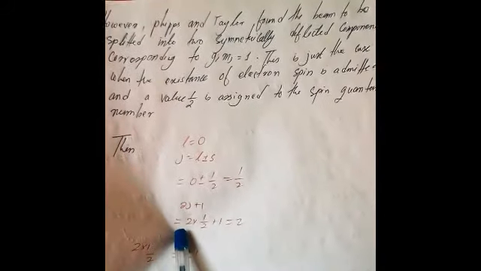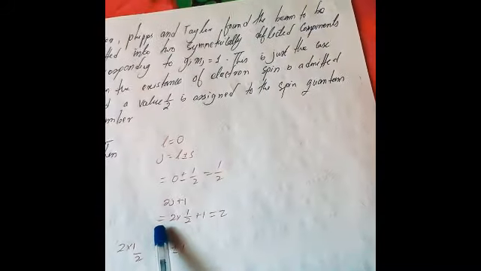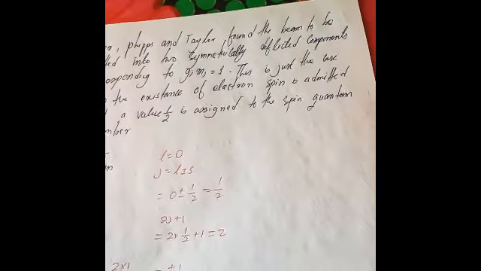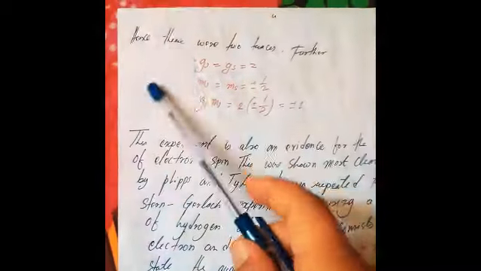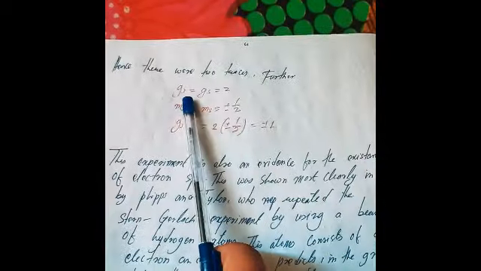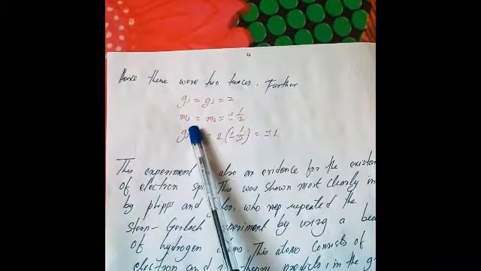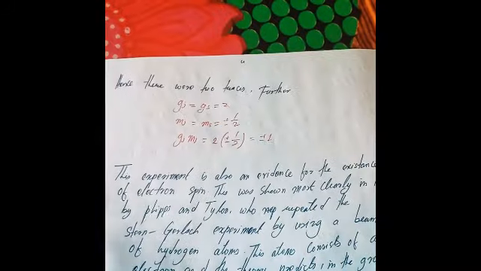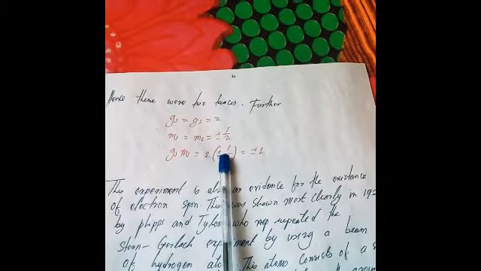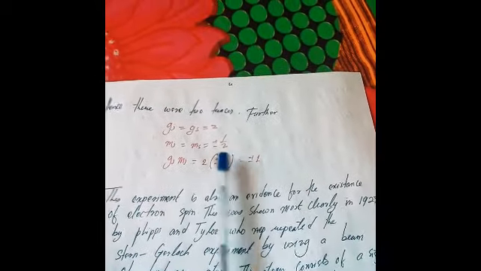So 2J plus 1 equals 2 into 1 by 2 plus 1 equals 2. So 2 into 1 by 2 equals plus minus 1. Hence, there were two tracks. Further, g_J equals g_S equals 2, m_J equals m_S equals plus minus half. So g_J m_J equals 2 into plus minus 1 by 2 equals plus minus 1.